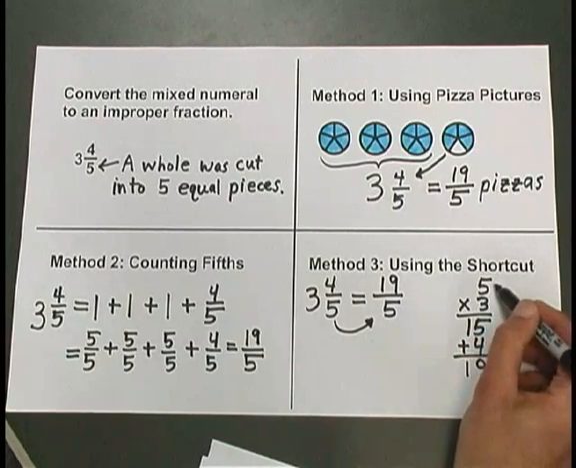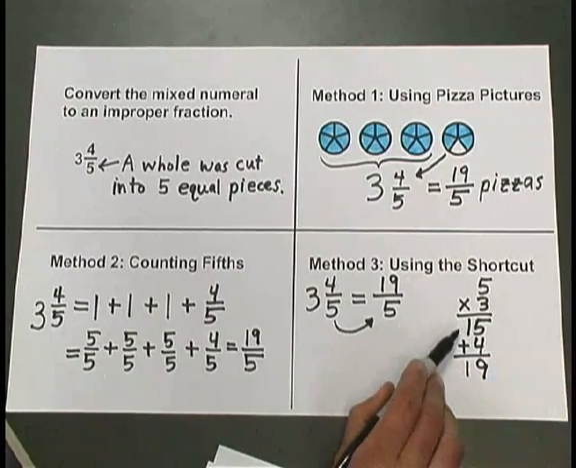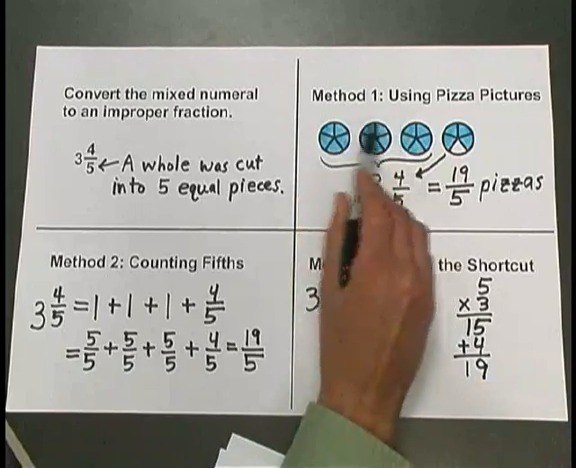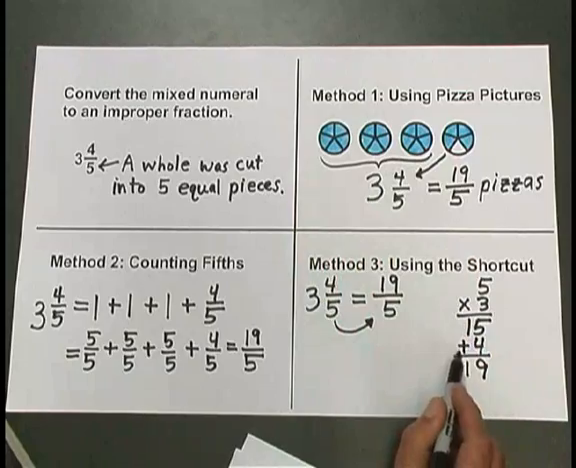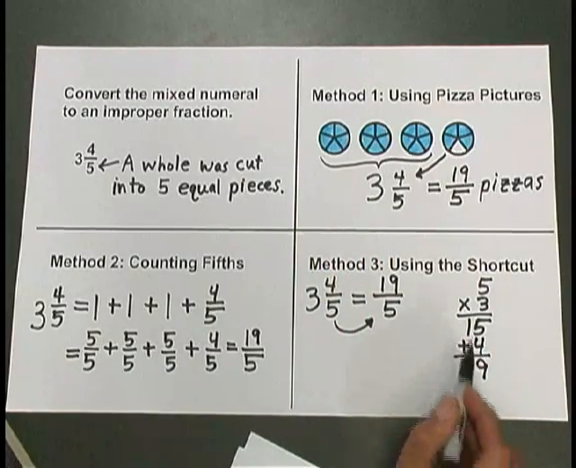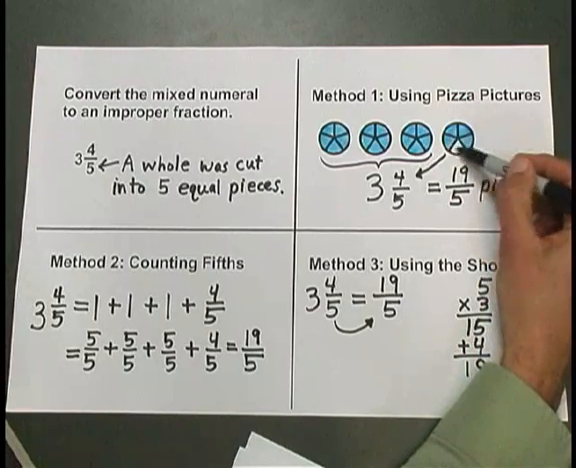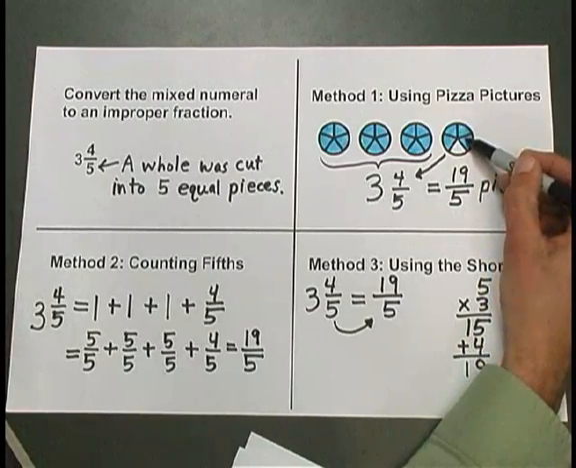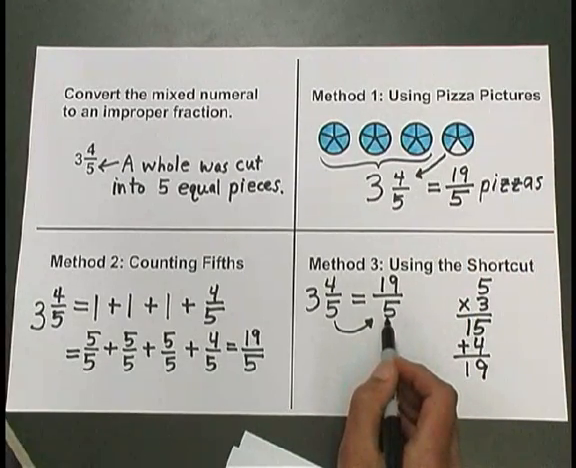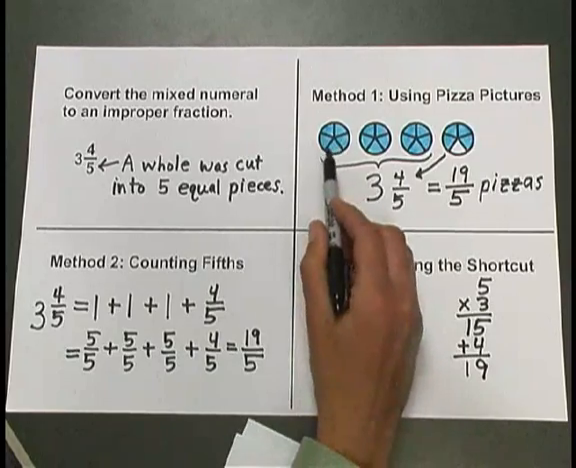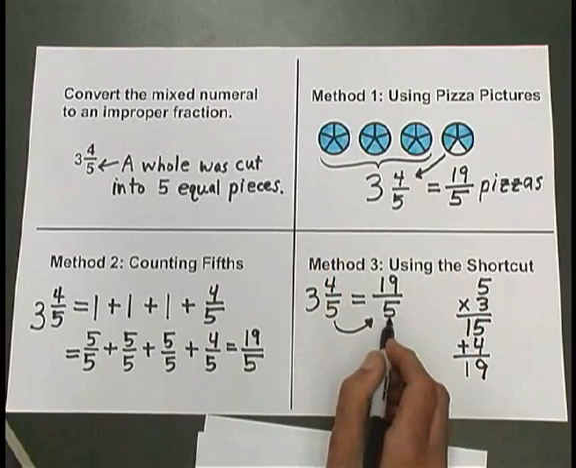Notice that when we multiply 5 times 3, the 15 that we get represents the 15 pieces of pizza we got from the 3 whole pizzas. Plus 4 is 19. The 4 we add on represents the 4 pieces we get from this pizza here. We write 19 over 5 because we're counting how many pieces we get from pizzas that were all cut into 5 equal parts.